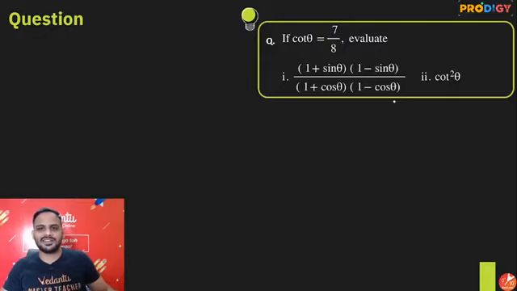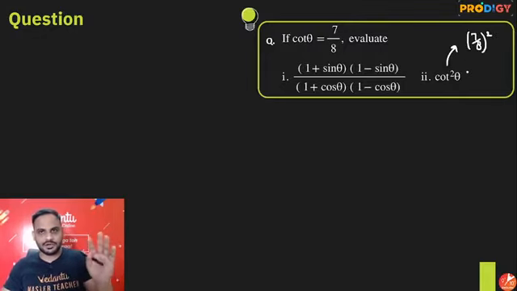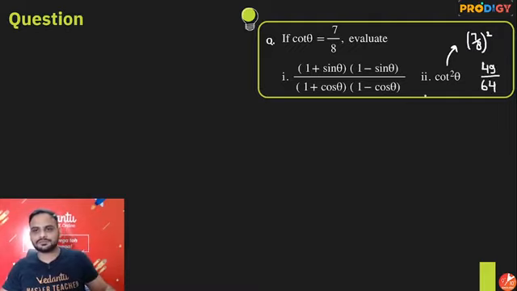Theek hai, cot square theta is very easy. All of you can do that. It will be 7 by 8 whole square. Cot square theta means whatever is the value of cot theta, its square. So it is going to be 49 by 64. Let's simplify this. So first thing, beta, I know that cot theta is nothing but base upon perpendicular and its value is 7 by 8.